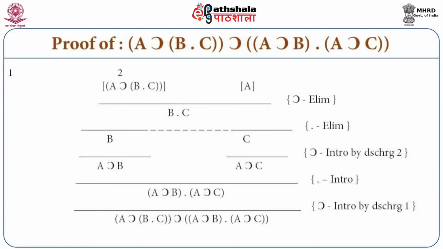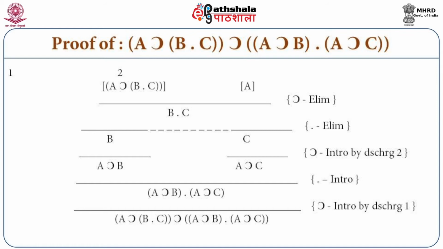Let us now try another proof. A implies B and C, together implies A implies B and A implies C. How do we give a proof of this sentence? For this, we need a set of assumptions again. Assumption 1, A implies B conjunction C, first assumption. Then another assumption, A. Given this, with the help of elimination of the conditional connective, we can arrive at B conjunction C.